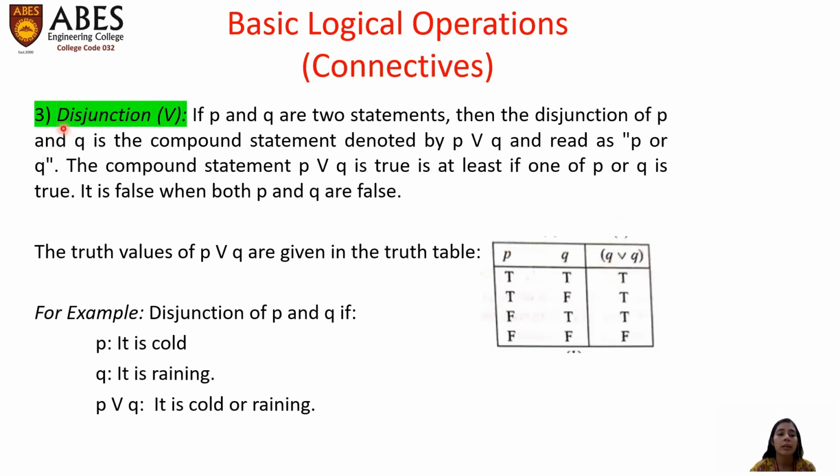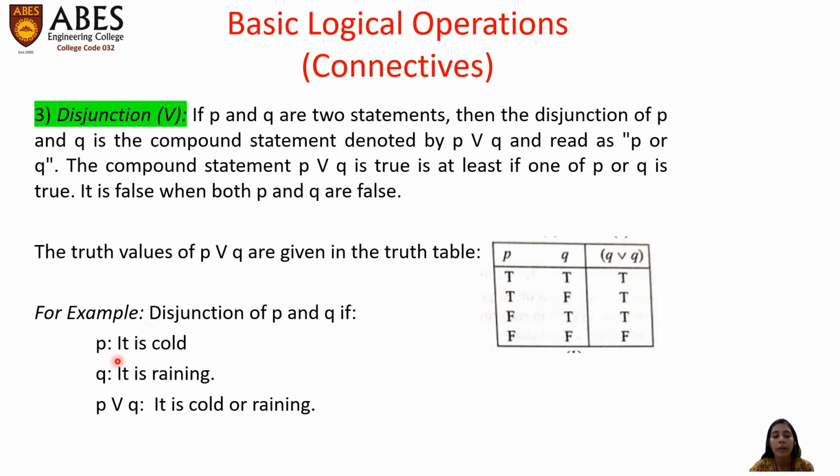Next we have the third type of logical connective, which is the disjunction, and disjunction will be denoted with the help of the symbol V. Now let us suppose we have two propositions P and Q, and we need to identify the disjunction of P and Q. Then the disjunction will be a compound proposition and will be denoted symbolically like this, P disjunction Q, and will be read as P or Q. Disjunction will always be read as or, and conjunction will always be read as and.